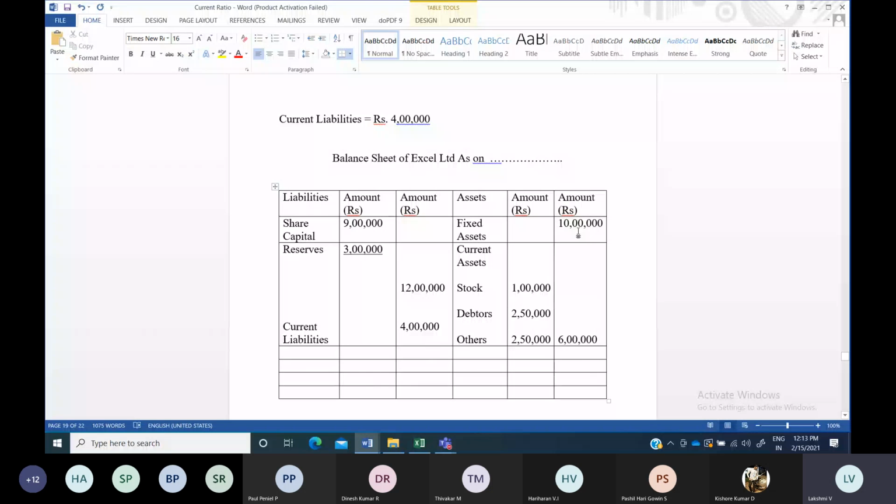Now just find out the total of your asset side and the liability side. If you see, 12 lakh plus 4 lakh, you are getting 16 lakh here. And similarly, on the asset side, 10 lakh plus 6 lakh, you are getting 16 lakh. So this is your reconstituted balance sheet. This is your total of assets and liabilities. Like this, your answer should get tallied. Or else somewhere you have made a mistake, you have to rectify that.